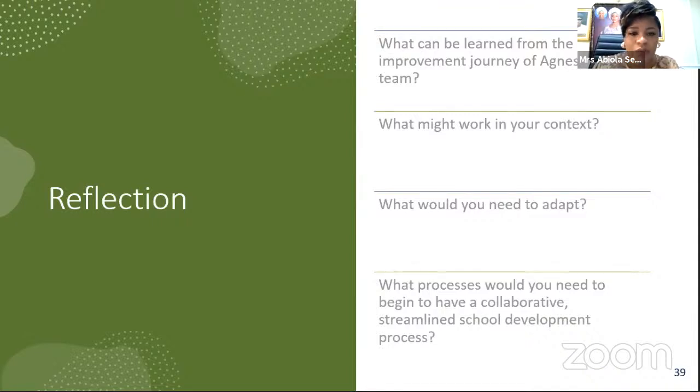Okay, what can be learned? What might work in your own context? This is very important. What may you need to adapt? Some people don't have access to dashboards. Could it be a notebook? Could it be where people are signing in from time to time? What processes would you need to begin to have a collaborative, streamlined school development process? So even if you're nowhere near this, right? At least, what do you need to begin? Where can you start from? Okay, those are questions to reflect upon. Next slide.